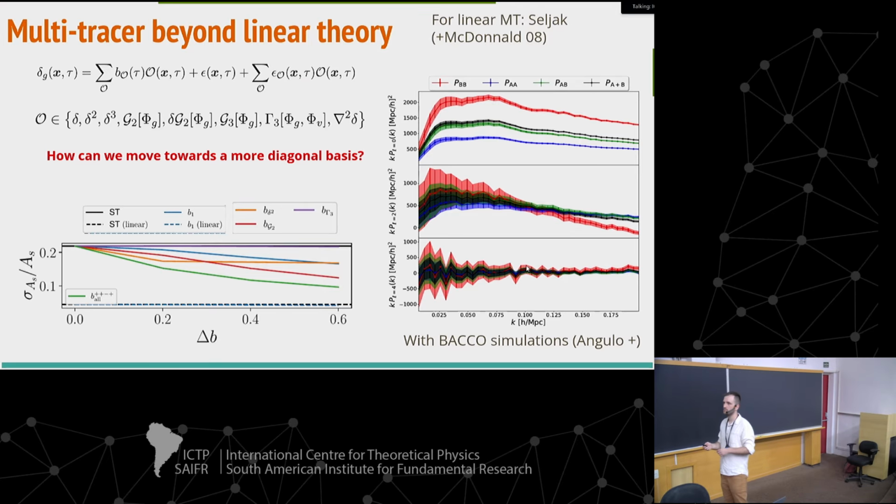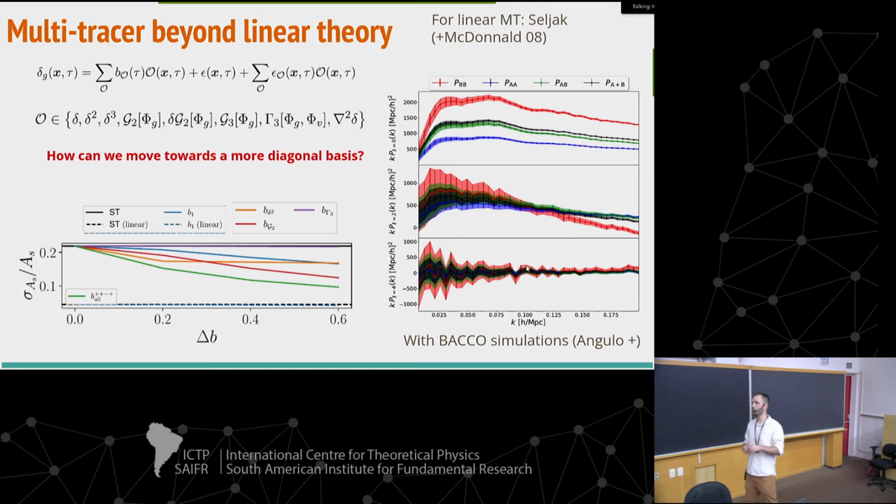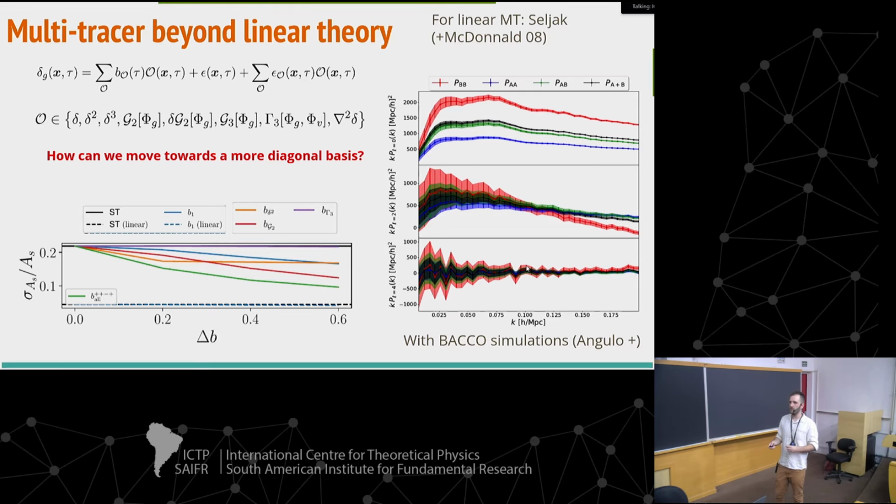Can this be applied to photometric surveys as well? Yeah, definitely. You can use that for photometry. People have shown, for instance, that primordial non-Gaussianity constraints work better when using multi-tracer, also in the context of DESI.